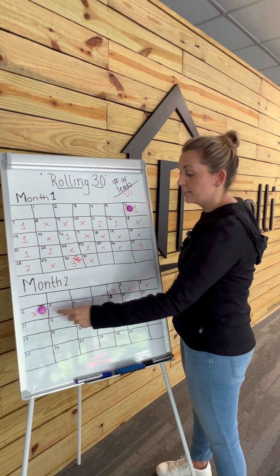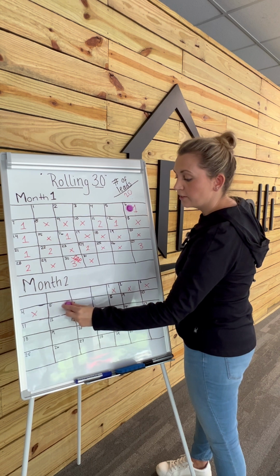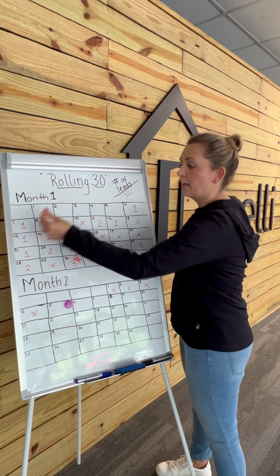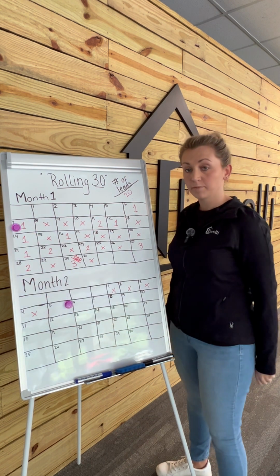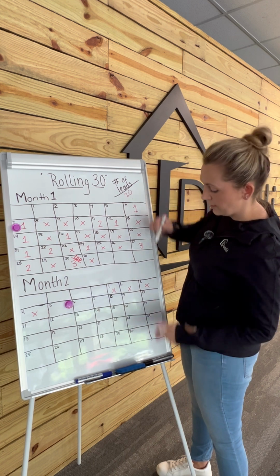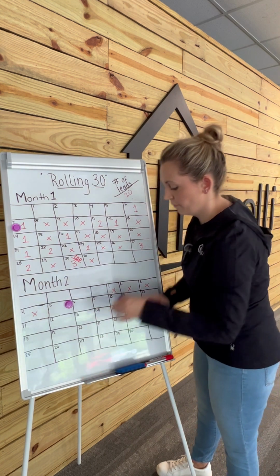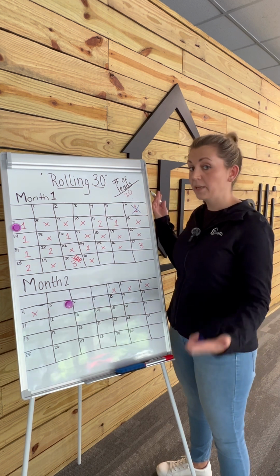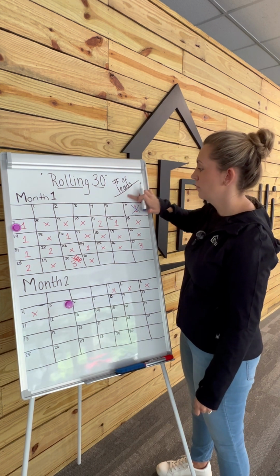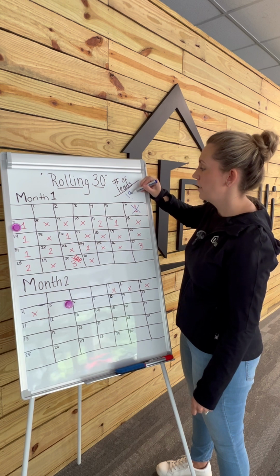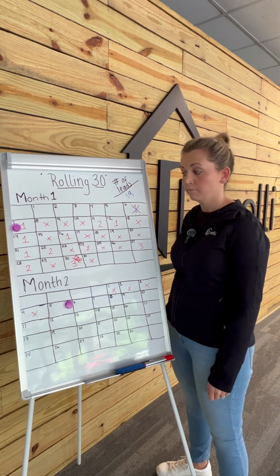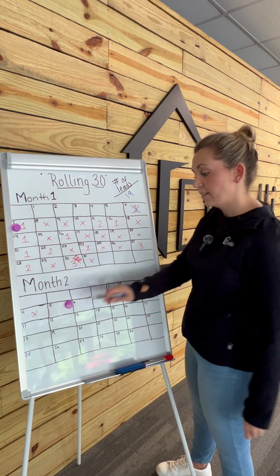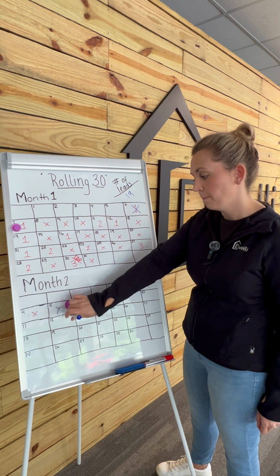So let's say the 5th comes. This is now day 30, and now this is day 1. This lead here is going to fall off. All right, so how many leads does she have now? She has 19 leads. Now, let's say she doesn't get any today.